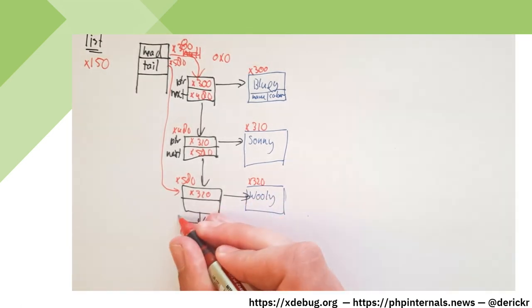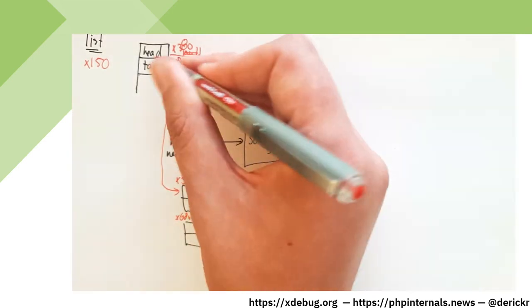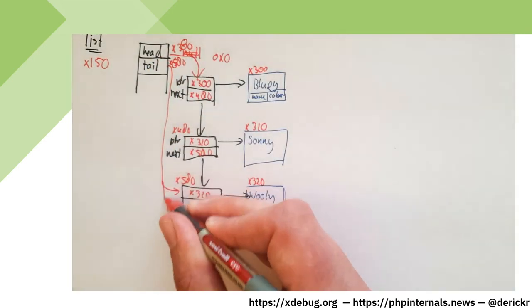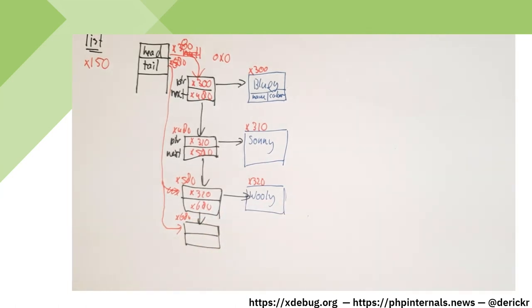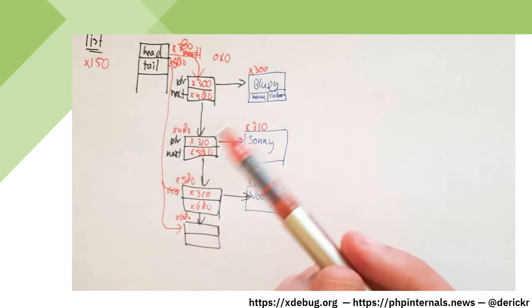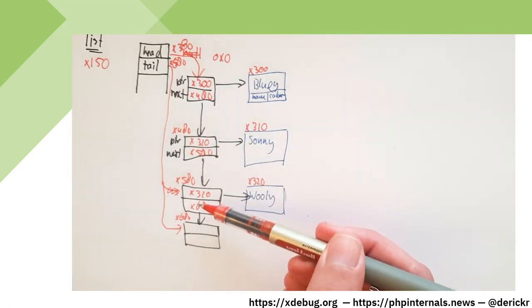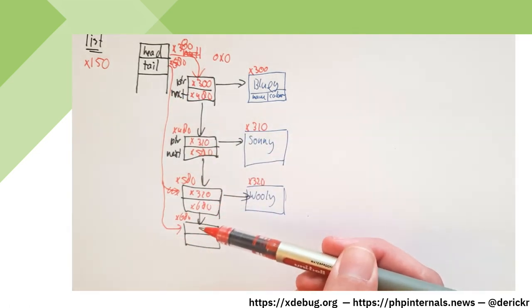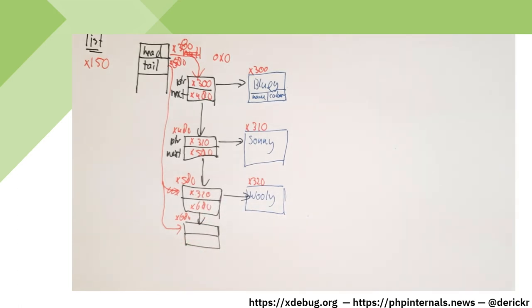Let's call this 680. So we set that, and then we update the tail to point to the next one. We can't do that the other way around, because if you update the tail first to point to the next structure, you lose the link to the one that you have to update. And that is not great, of course. So that's why this order matters.